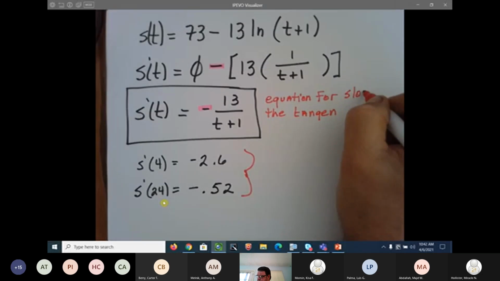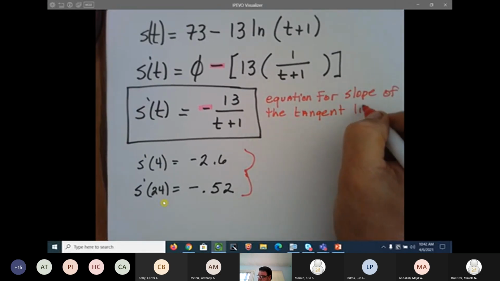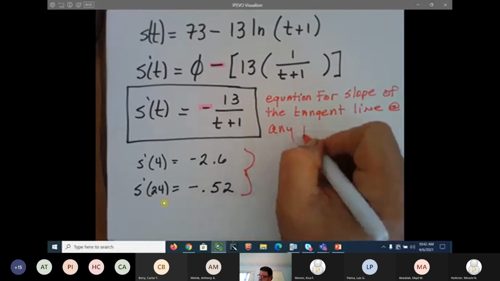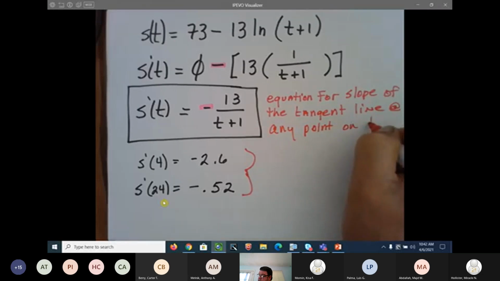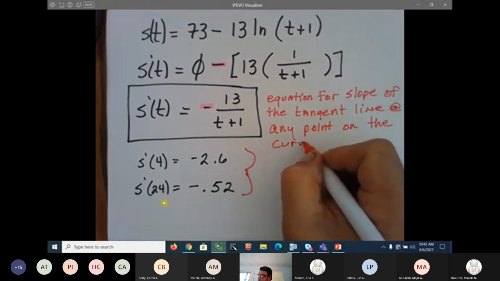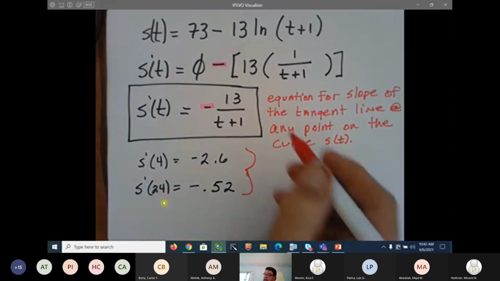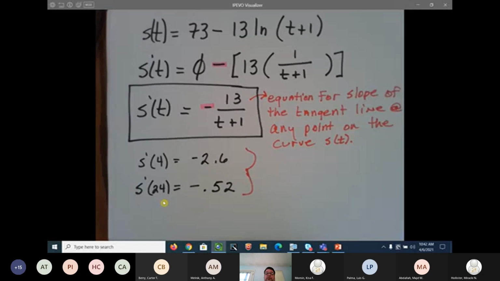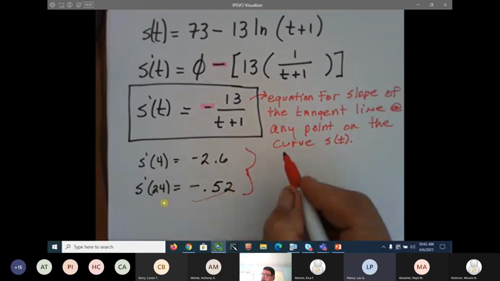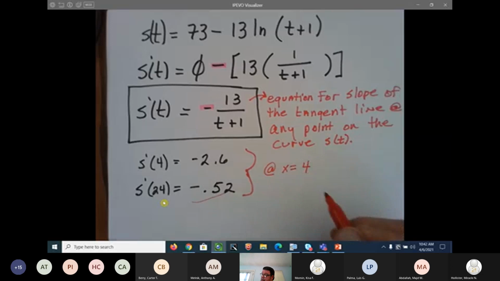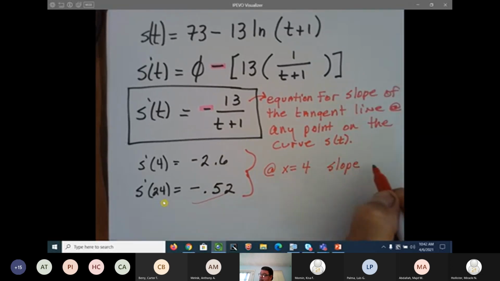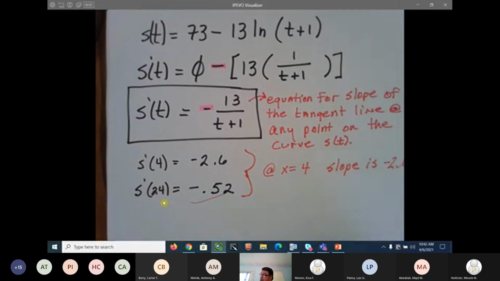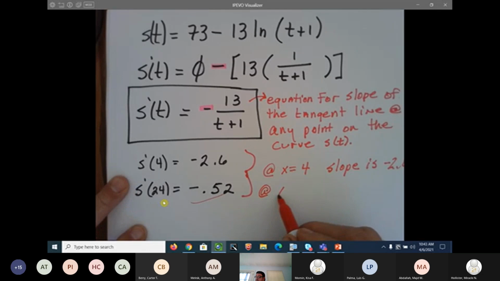Equation for the slope of the tangent line at any point on the curve S of t. Okay, so that is the equation for the slope of the tangent line at any point on the curve S of t. Somebody tell me what this tells you. At x is equal to 4, the slope is what? Negative 2.6. At x is equal to 24, the slope is what? Negative 0.52.